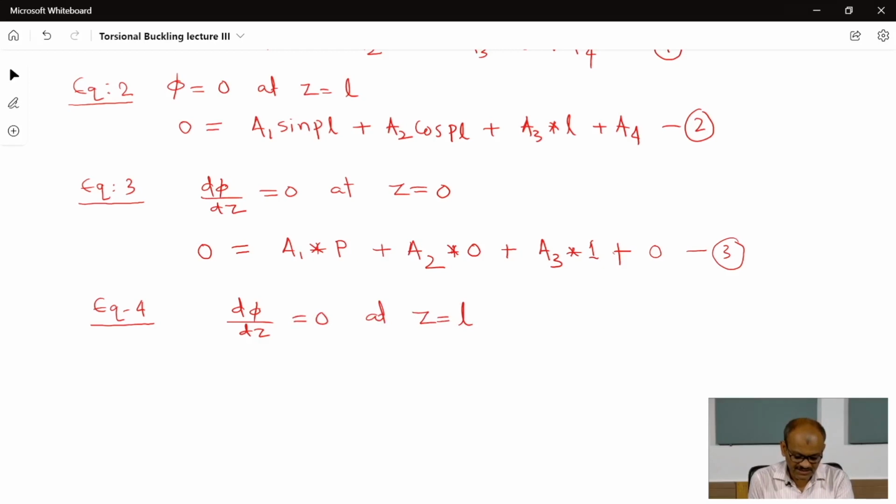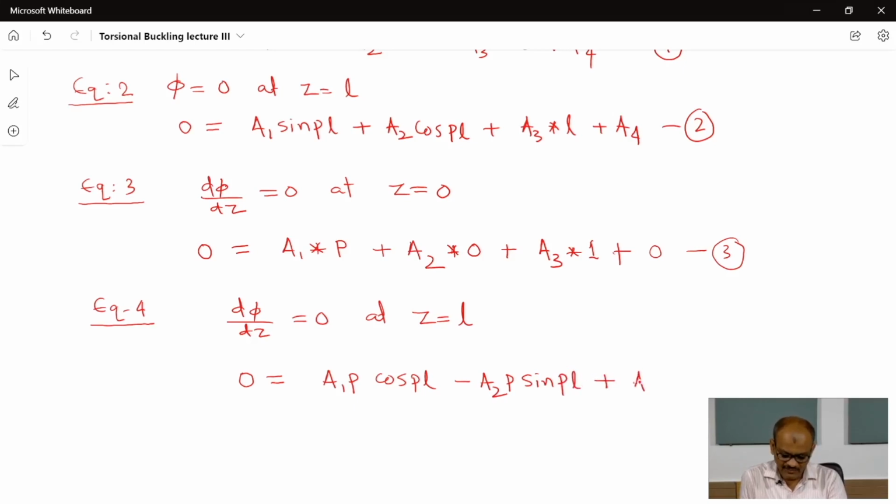So if you substitute at z is equal to L, 0 is equal to, if you differentiate, that will become a1 p. Sin, if you differentiate, it will become cos pL, and there is cos, and if you differentiate, it will be minus. So you can write minus a2 p into sin pL. Then plus, if you differentiate, that will be a3, then next it will be 0. So this is the fourth equation.